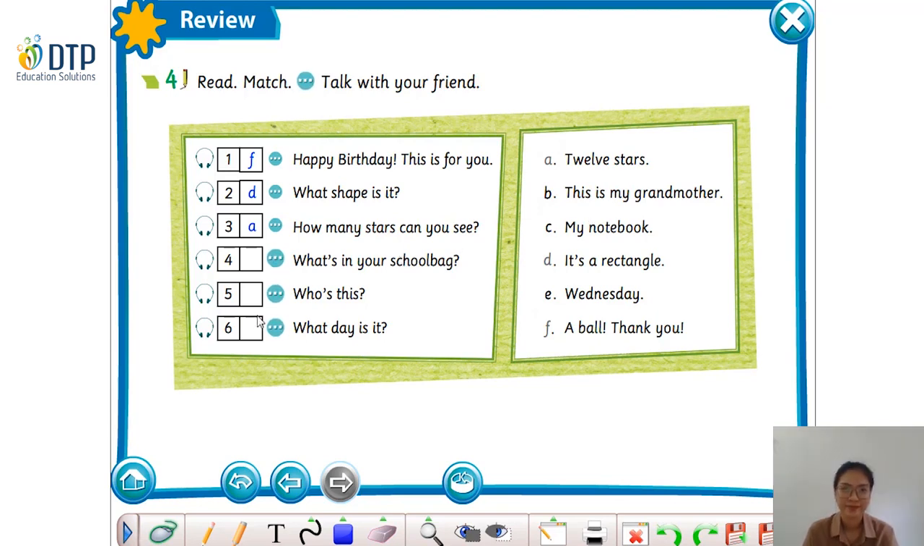Very good. Let's listen to check. How many stars can you see? 12 stars. Good. How about sentence number 4? What's in your school bag?